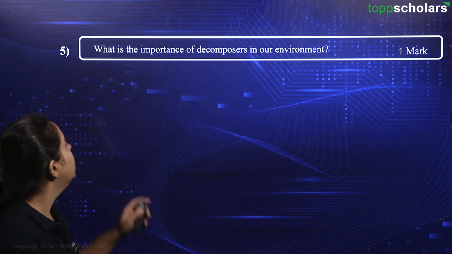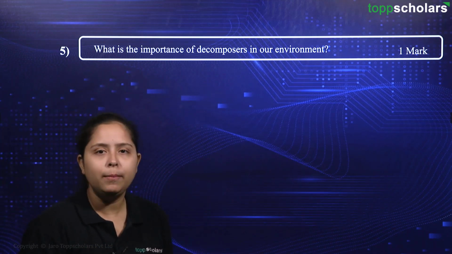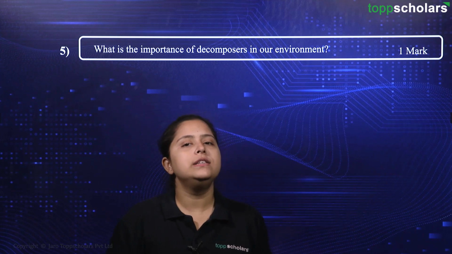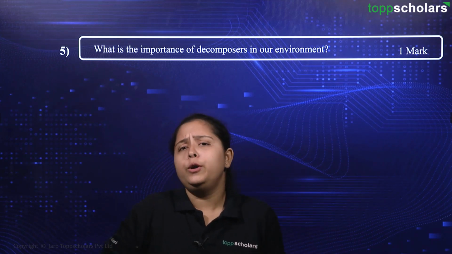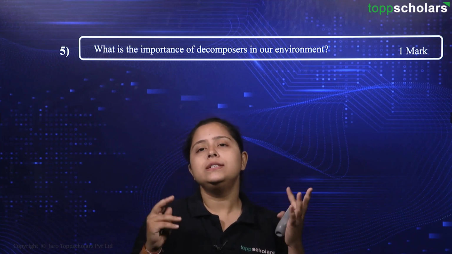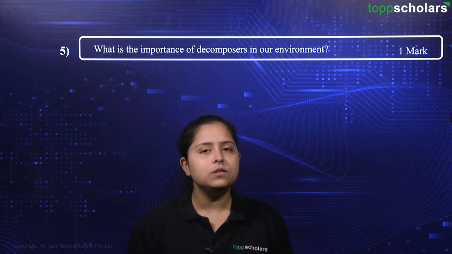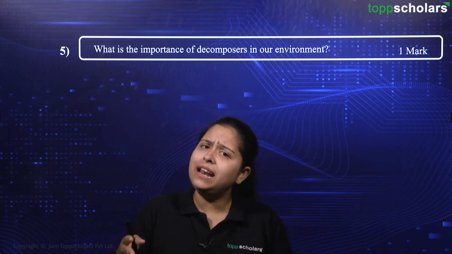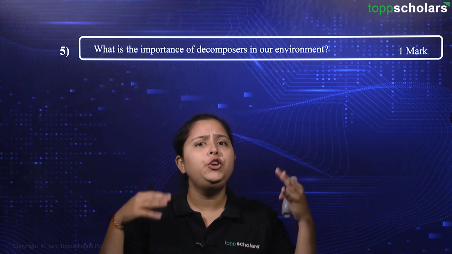Here is the question. For 1 mark, it says, what is the importance of decomposers in our environment? So to understand the importance of something in your environment or in your life, just imagine what it would be like if it was absent. So if I say the decomposers are absent on our earth, what will happen? Yes, the dead remains of the organisms will just lay like that only. Nothing will happen to them. They will just be accumulated on our earth.